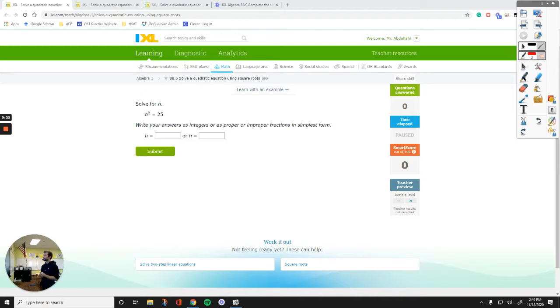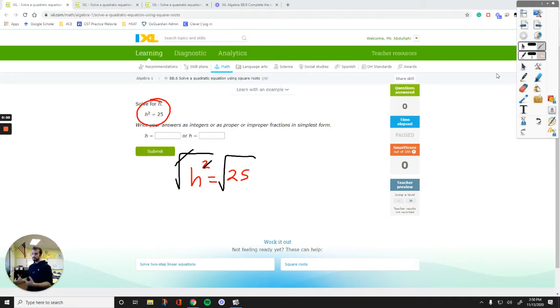That's it. Hopefully. I hope they don't get harder in the next steps. I didn't check the questions out. So this right here, we have h squared equals 25. So to get the h by itself, you need to get rid of that squared. So to get rid of that squared, all we have to do is square root each side, because that's the opposite of square. Now that power and the root is going to be cancelled out.